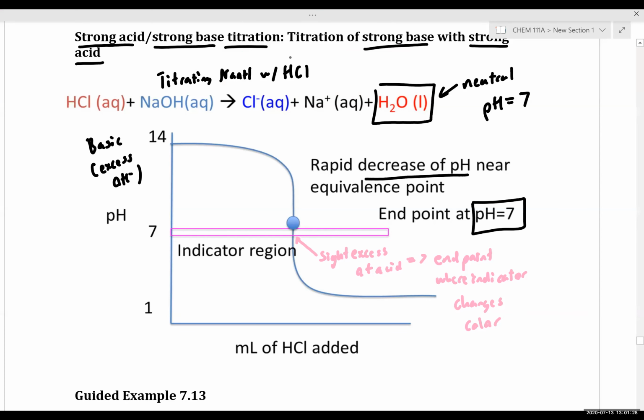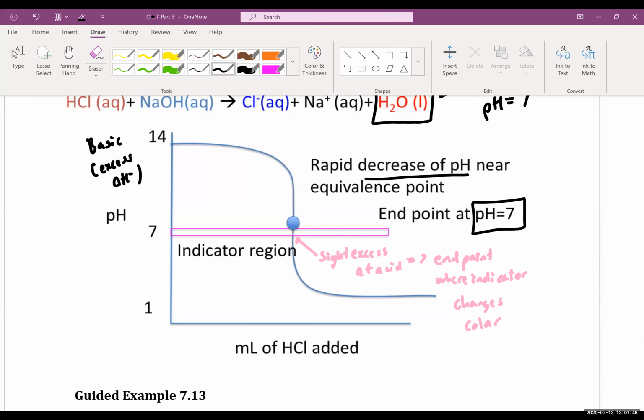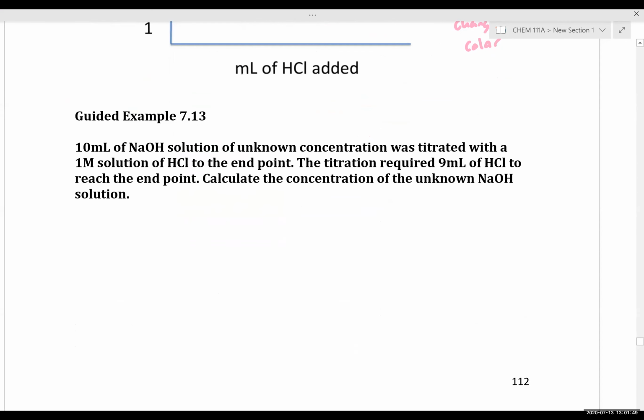So let's show how titration questions are phrased. How do we actually solve titration problems? So the key feature of a strong acid, strong base titration is that you end up with generally a neutral solution at the end of your titration. So let's look at the following example. In this case, we have 10 milliliters of sodium hydroxide solution of unknown concentration. So sodium hydroxide is our unknown, and we titrated it with a 1 molar solution of HCl to the endpoint.